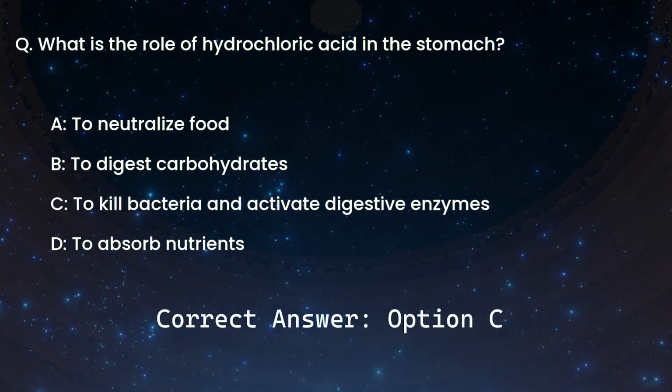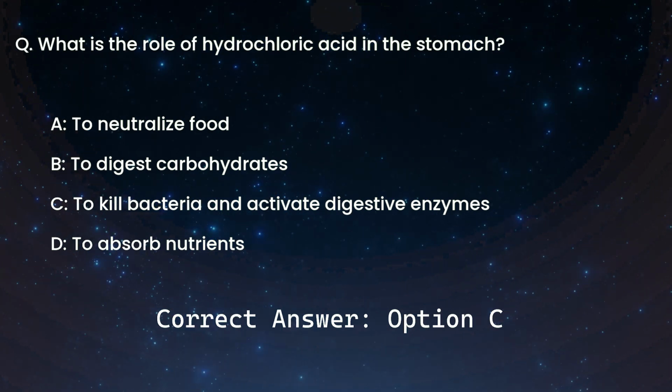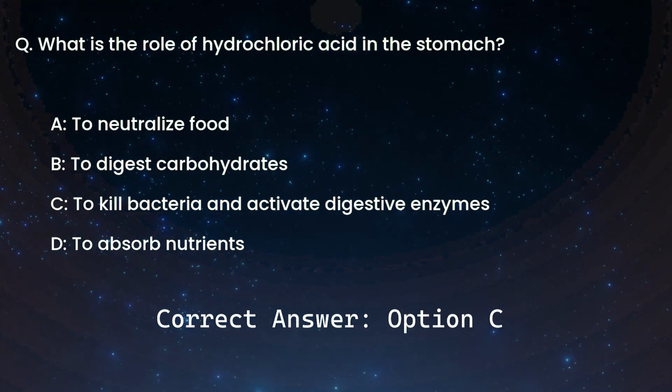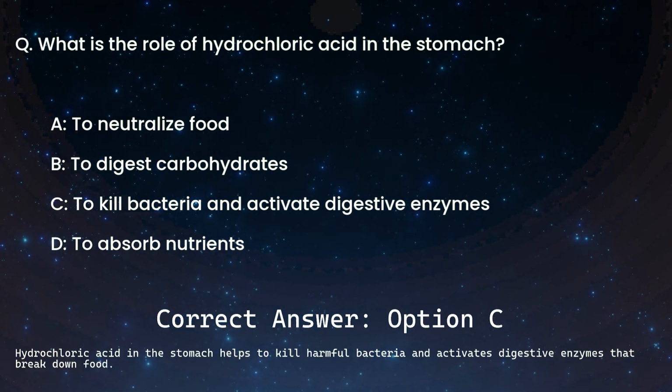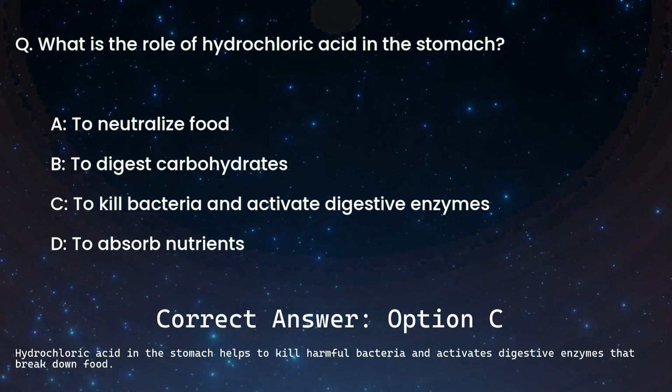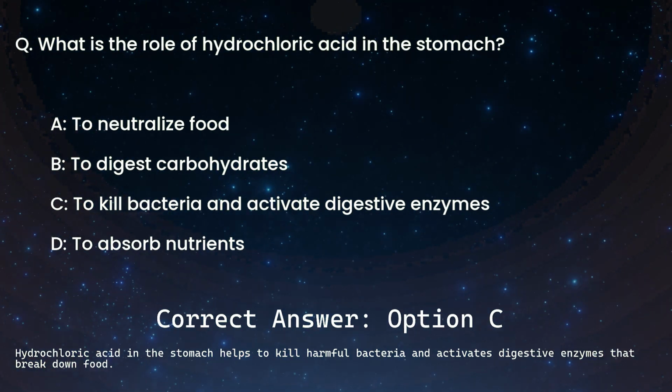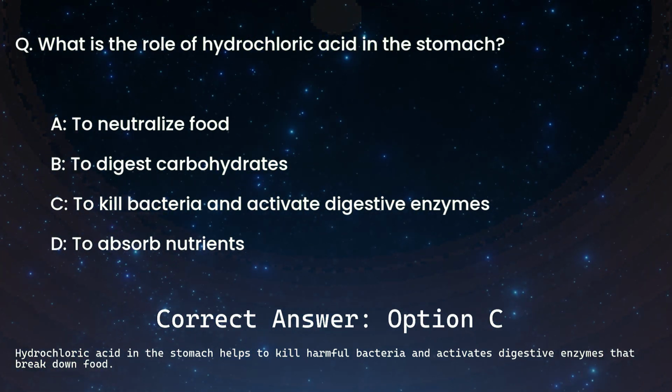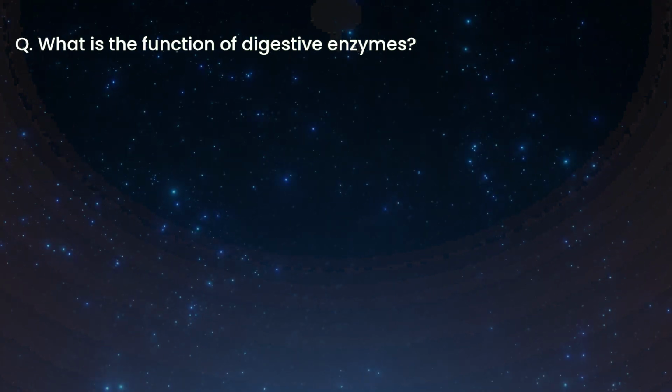The correct answer is option C, which is to kill bacteria and activate digestive enzymes. Hydrochloric acid in the stomach helps to kill harmful bacteria and activates digestive enzymes that break down food. Question: what is the function of digestive enzymes?